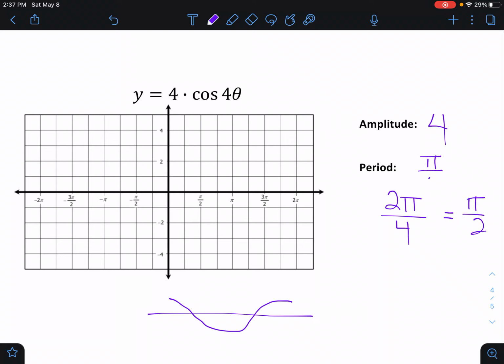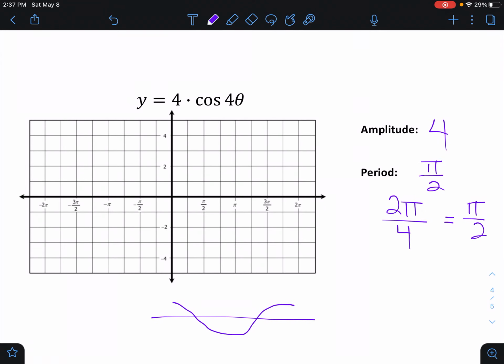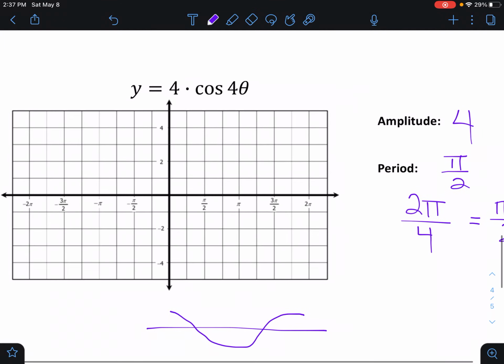Pi over 2. Okay. So I need to do one wave. Instead of in 2 pi, I need to do it in pi over 2. Okay. So I know it normally starts at 1. Well, now I'm going to go all the way up to 4. Now I need to get back to 4 at pi over 2. So right there. So what does this mean? Well, we know that halfway in between I'm down at -1. Well, this is going to be now -4.